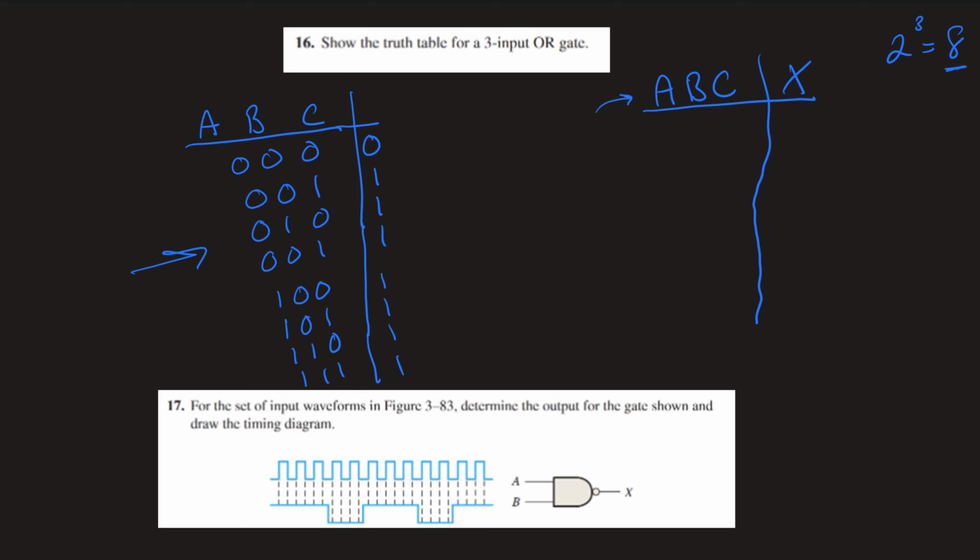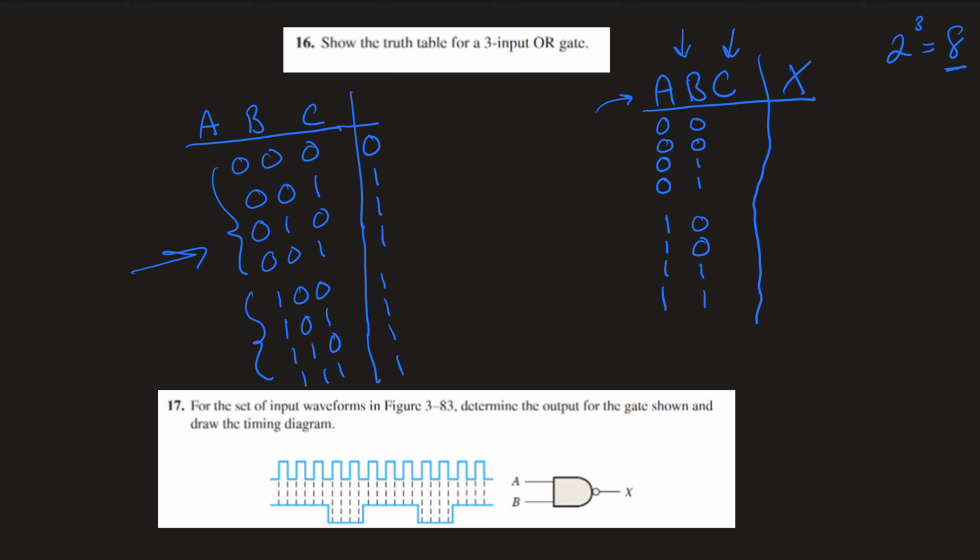Once I know how many rows it is, all I need to do is make the most significant column, the one all the way to the left, half zeros and half ones. So 1, 2, 3, 4. 1, 2, 3, 4. Then when I go to the next column, I just make it half of that. So the first half of these zeros are zeros, and half of them are ones.